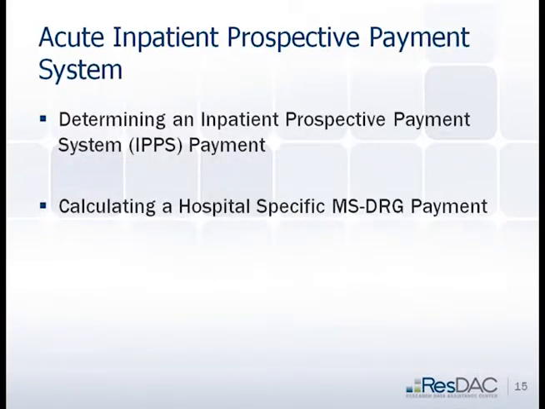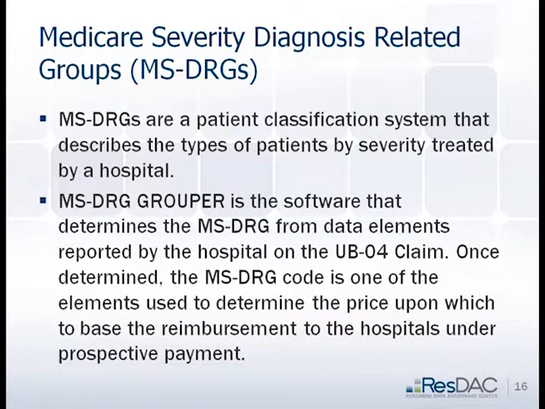And then if you really are interested in looking at prospective payments and how CMS determines an IPPS, again, I'm going to be talking about acute hospital stays only, looking at the MS-DRG payment. So again, the MS-DRG stands for Medicare Severity Diagnosis Related Group. It is a patient classification system that describes the types of patients by severity that are treated by a hospital. And CMS has developed a grouper, again, that determines what the MS-DRG is from data elements that are on the UB04 claim, so the institutional claim.